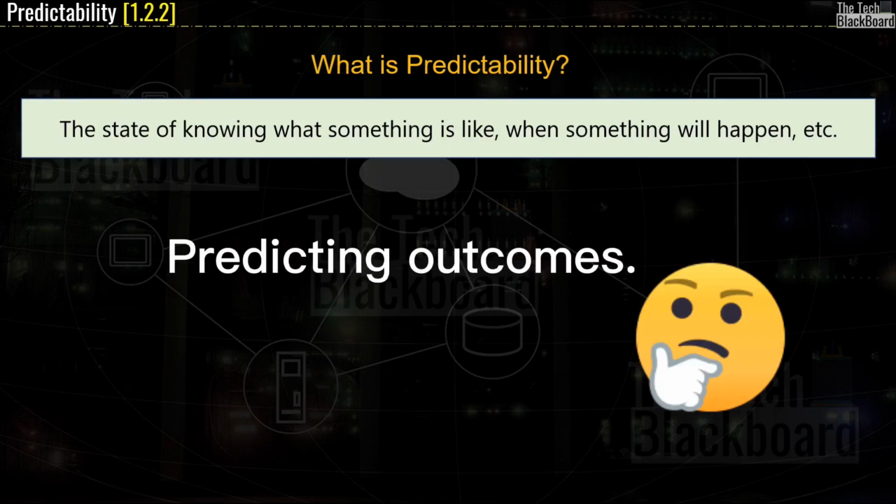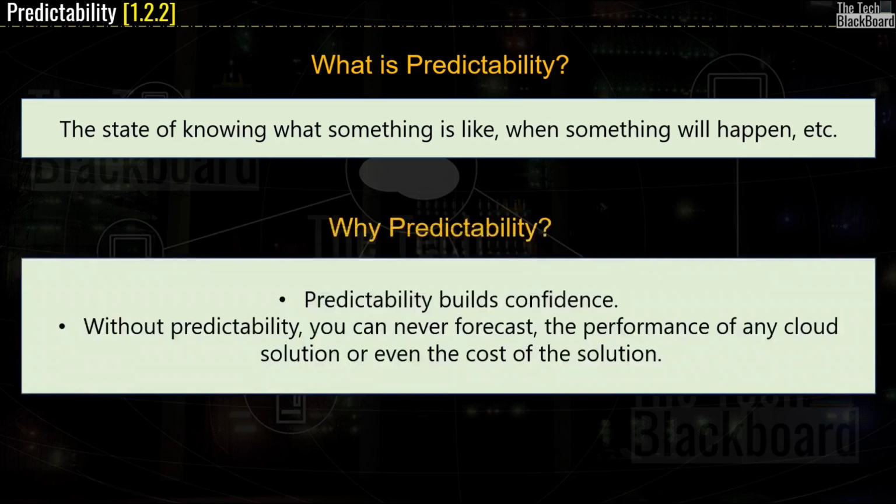So basically you can predict or tell what will be the outcome of certain situation or certain act. Now let's talk about why predictability is important. Predictability is an important component of cloud solution. Without predictability, you can never be sure how your system will behave in certain situation. So predictability creates a confidence in the application.